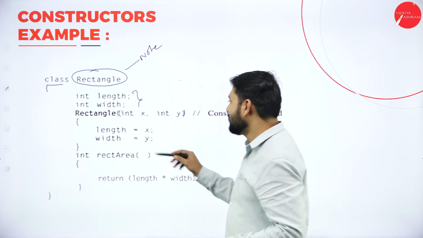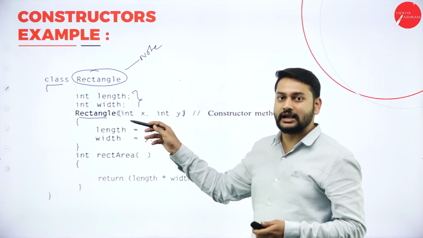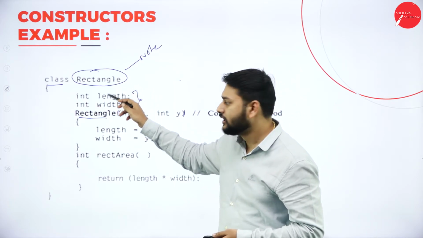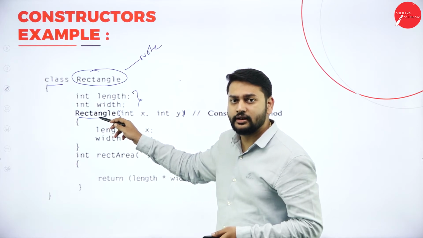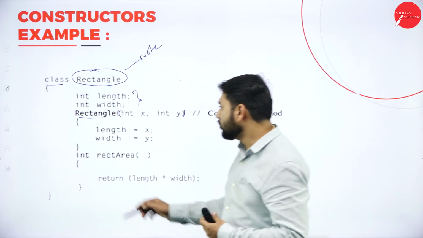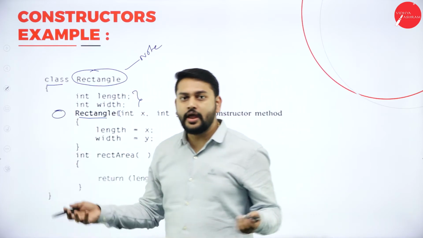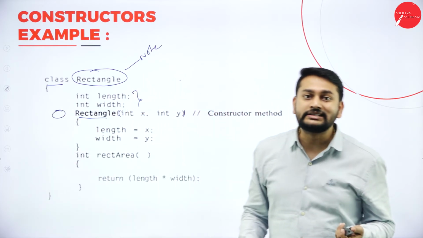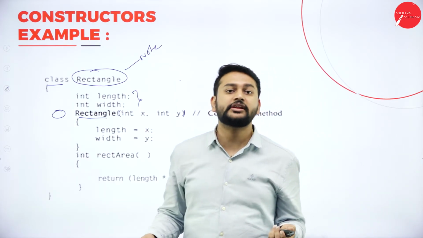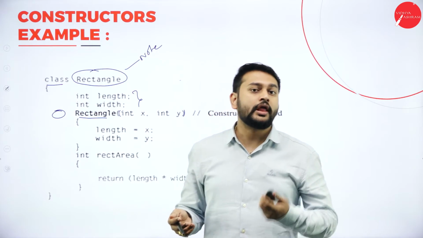All right. So please observe, the name of the method is rectangle. You need to note, I already have the class name as rectangle, and the name of the method is also rectangle. So this is what I will call a constructor. And one more thing you need to notice here: there is no return type. Rectangle does not have any return type. A constructor will not have any return types.